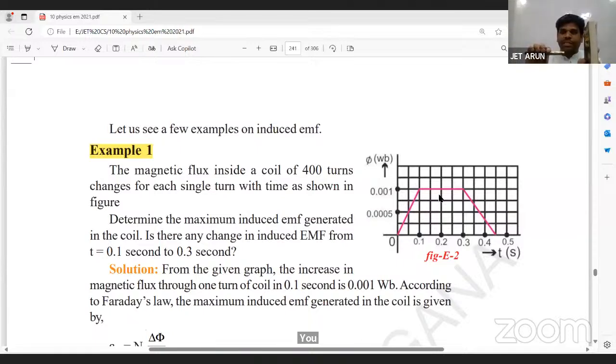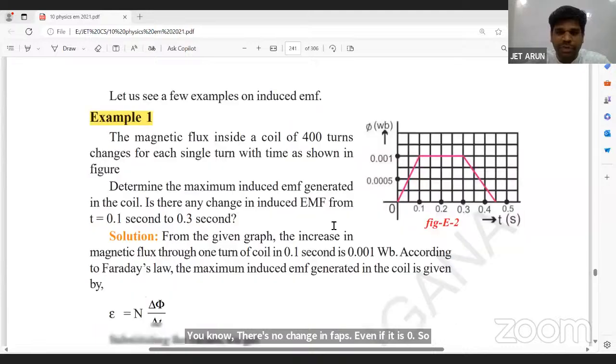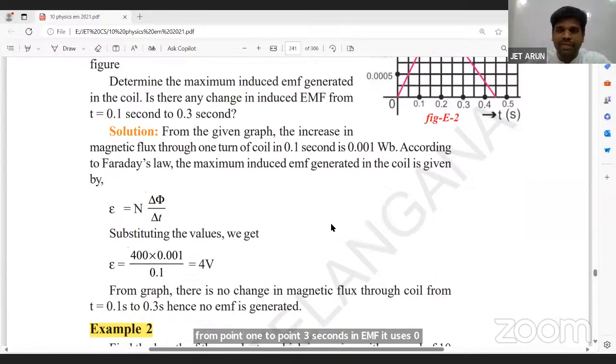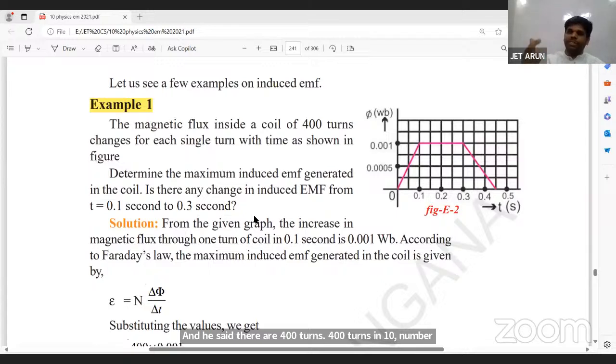Whenever there is no change in flux, EMF induced is zero. So from 0.1 to 0.3 seconds, EMF induced is zero. But in the other time intervals, E is equal to delta phi by delta t. And he said there are 400 turns. For every turn you have delta phi by delta t. So the more the number of turns, the more the change in flux.